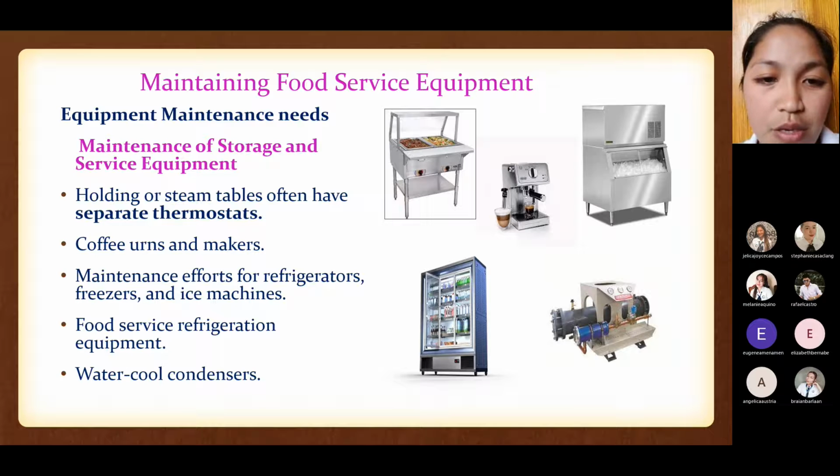Another one, food service refrigeration equipment. The last one is the water cooled condenser.